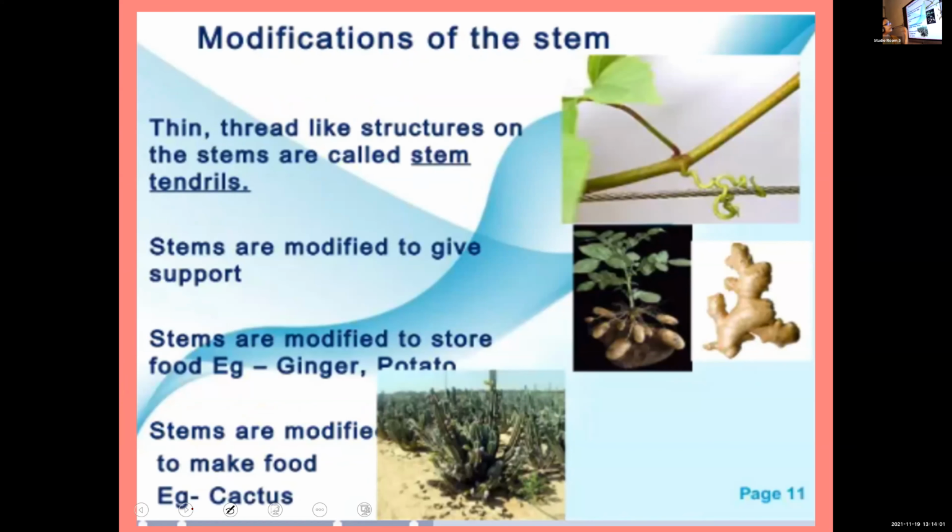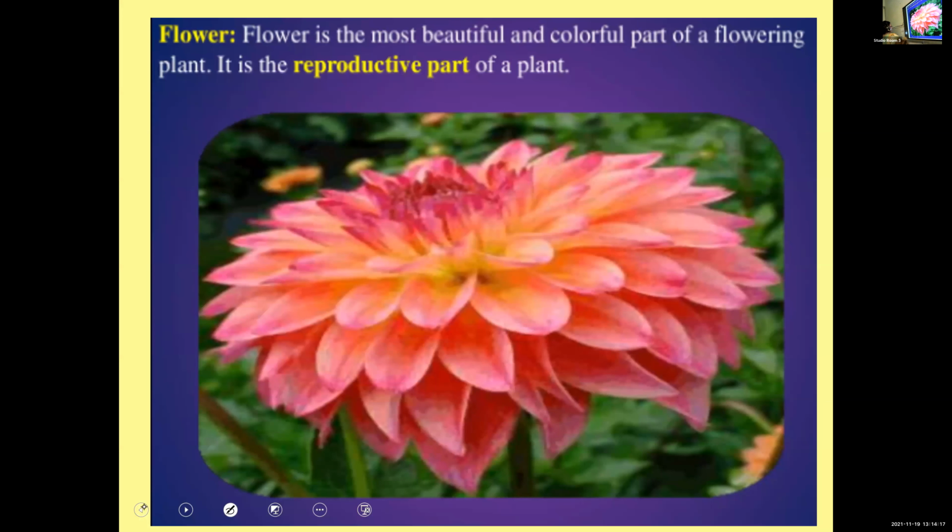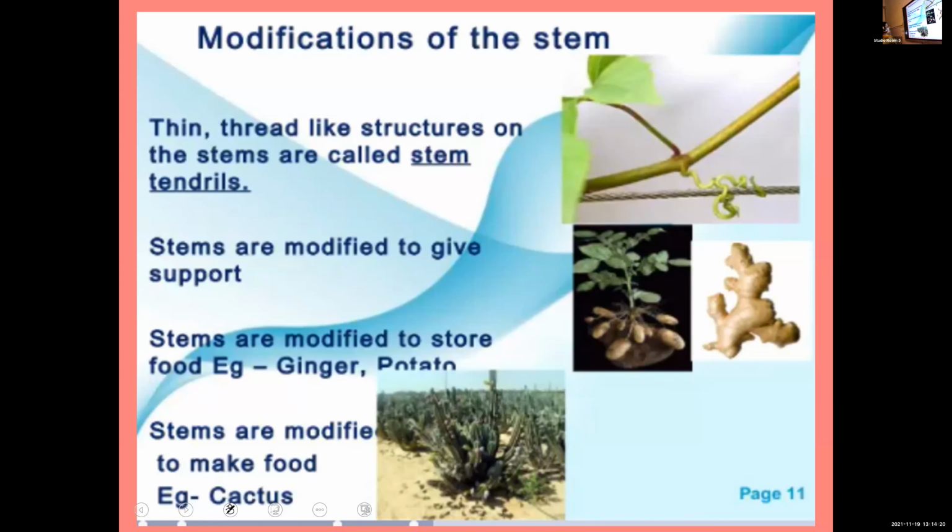So similarly, the root also has a modification, and sometimes our stem is also modified for a particular function. The thread-like structures on the stems are called stem tendrils. Sometimes the stem will be changed in the form of stem tendrils. Stem tendrils means, have you seen this picture? Some of the plants you can see this type of small structure. Yes, ma'am, white. Yeah. Ma'am, I have. It's like a thread.